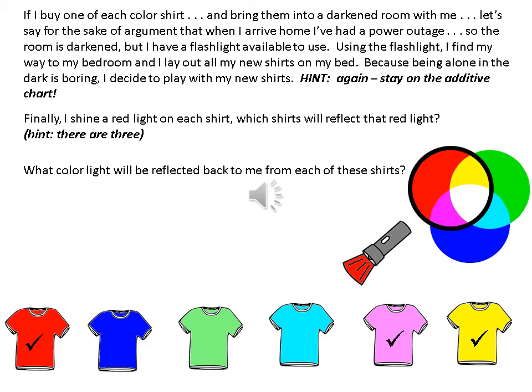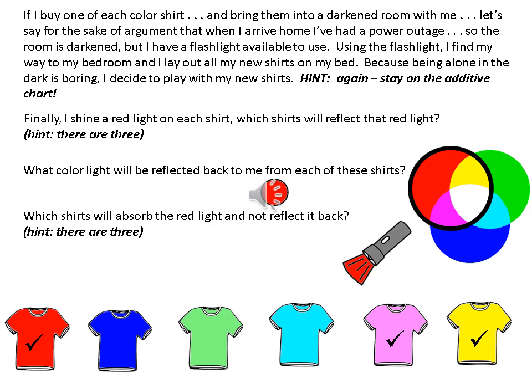What color light will be reflected back to me from each of these shirts? When I look at the chart, I see that magenta is made by combining red and blue light, and yellow is made by combining red and green light. But once again, I'm only shining red light on the shirts, so the only color that will shine back at me will be red light.